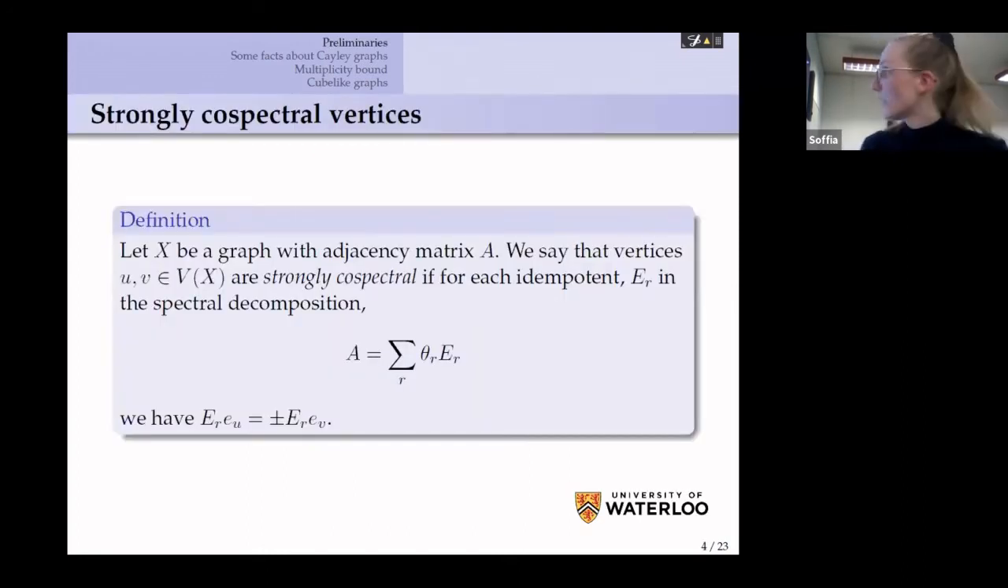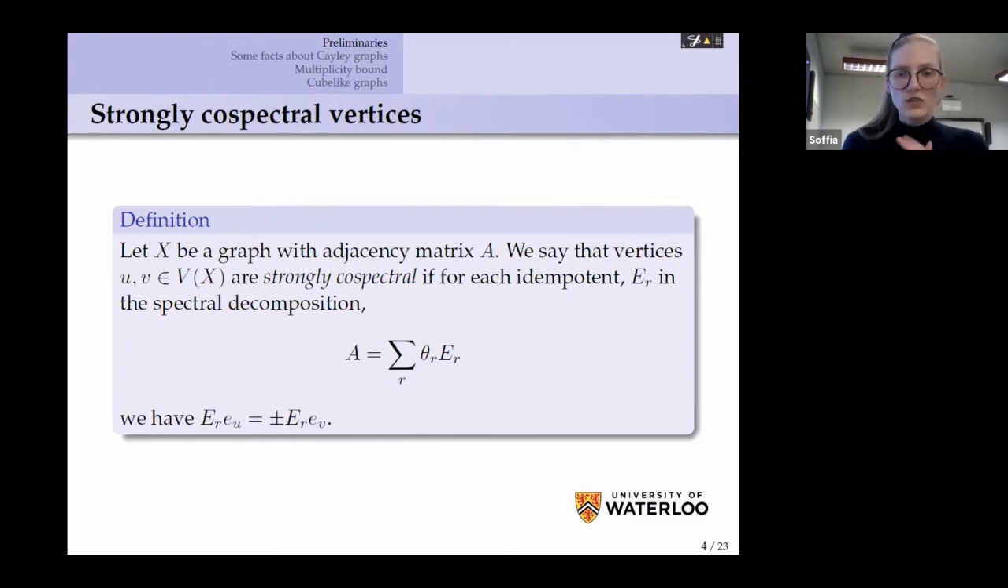But let's just go to some basic definitions. We let X be a graph with adjacency matrix A, and we say that vertices U and V are strongly cospectral in the graph if for each spectral idempotent E_R of A, we have that E_R e_U is equal to plus or minus E_R e_V, where the capital E_Rs are the spectral idempotents of the adjacency matrix, and e_U and e_V are the standard basis vectors indexed by U and V respectively.